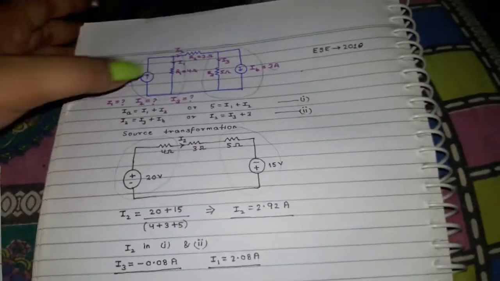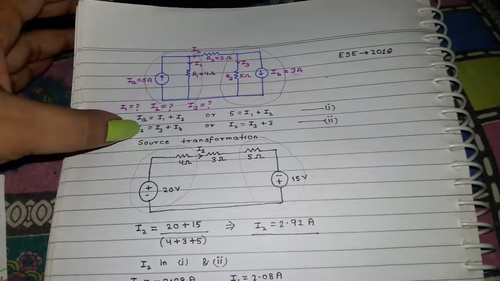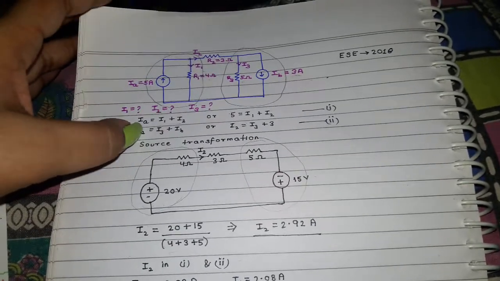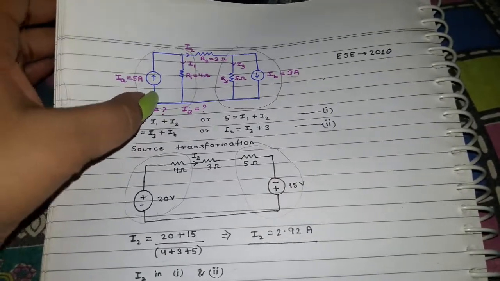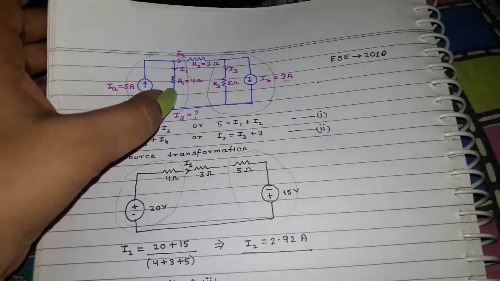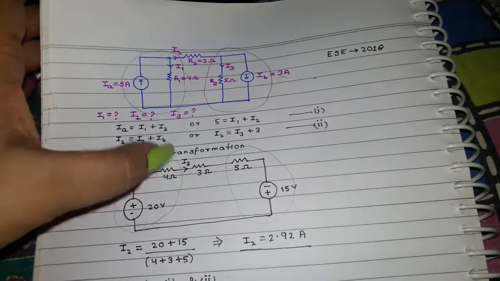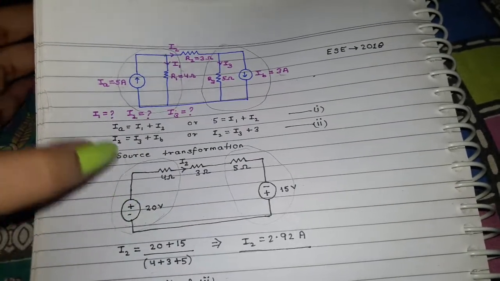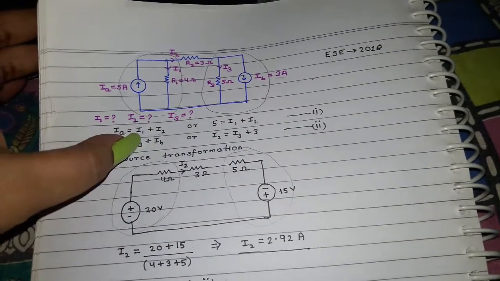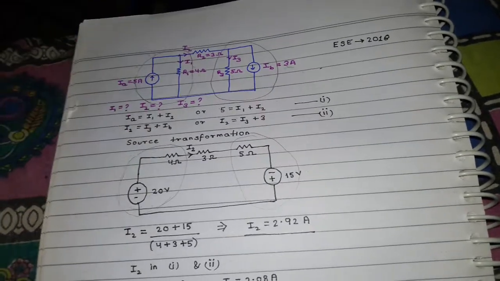So this is all for source transformation. The question is not difficult. The only thing to be kept in mind is that if you get a resistance in parallel to a current source, or a resistance in series with a voltage source, only then do you apply source transformation, otherwise not. So this is all for today.